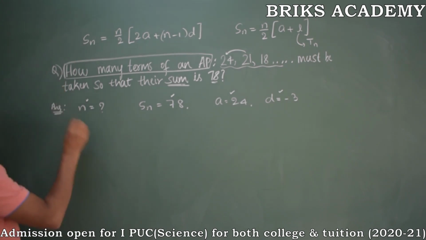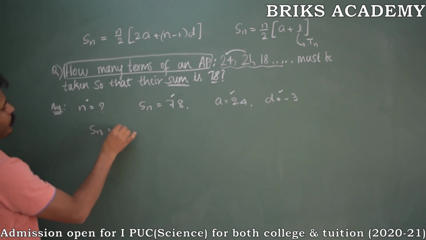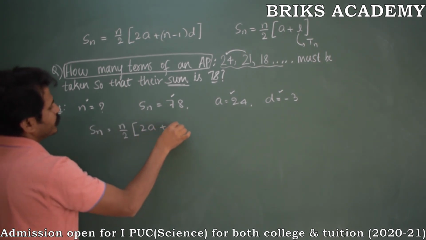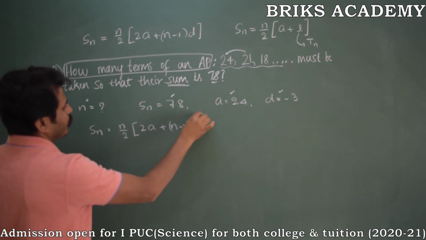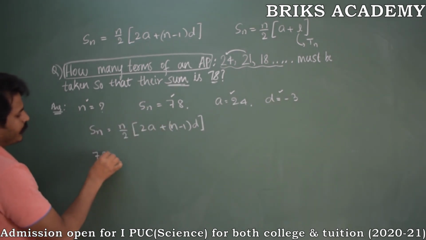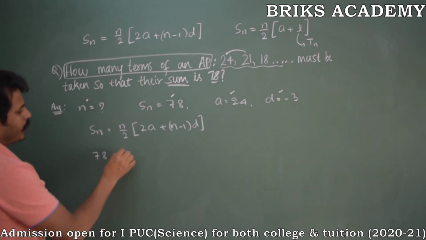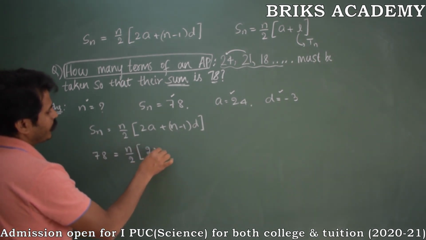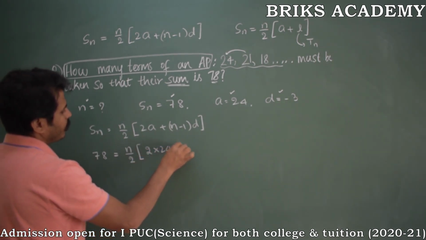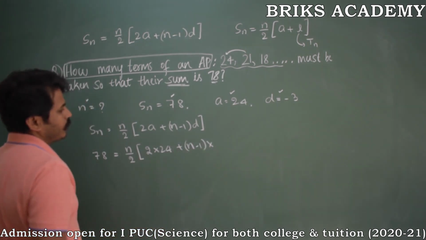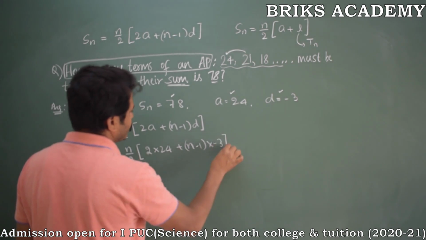Make use of that formula. Sn is equal to n by 2 into 2a plus n minus 1 into d. What is Sn? 78 is equal to n by 2, n only I need to find out, n by 2 into 2 into a is 24 plus n minus 1 into d is minus 3. Don't forget to put the bracket here.